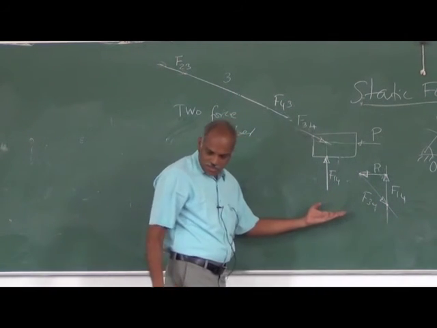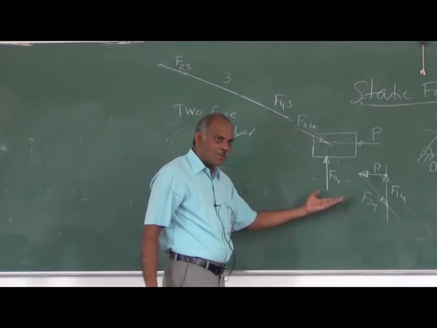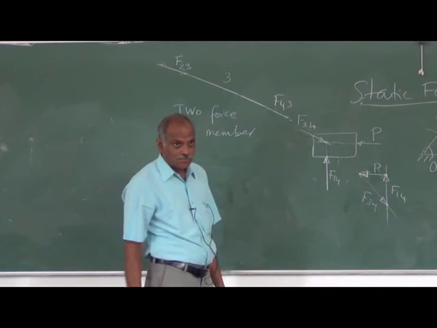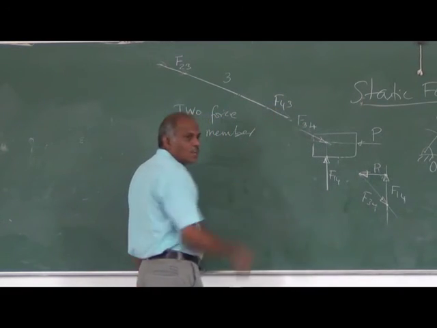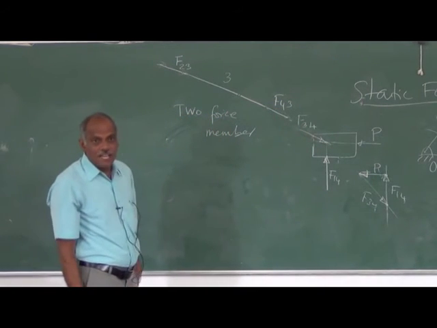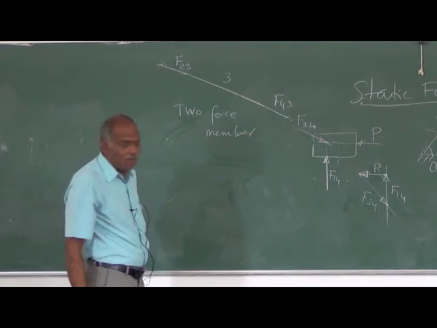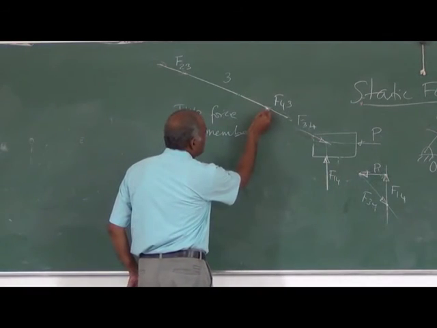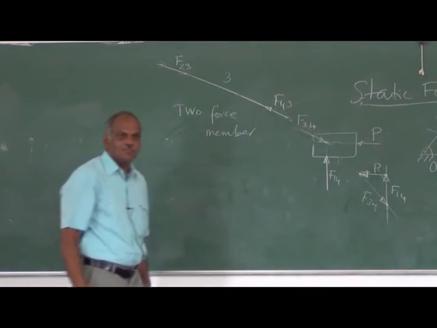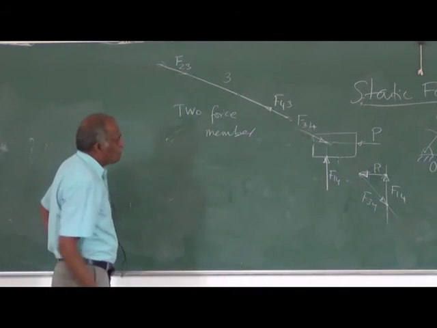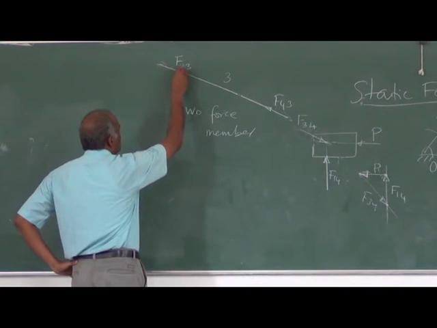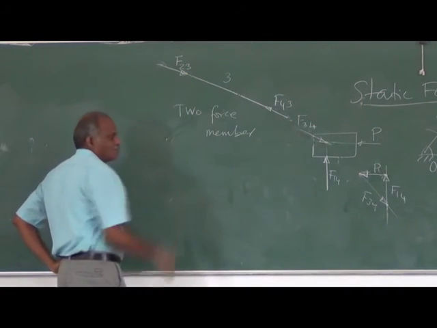So you have finished the free body diagram of this piston. Since now you know that F34 and F43 are just action and reaction, they are equal and opposite. So now I can say that this is this. Of course, using the law of equilibrium, you know that this must be like this.